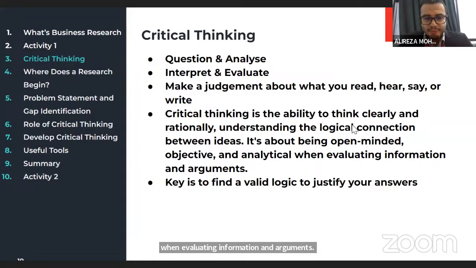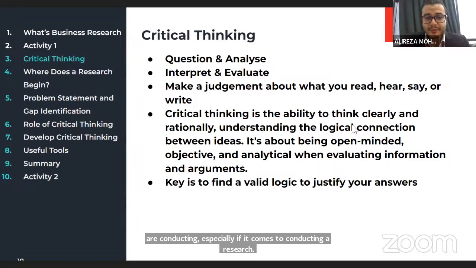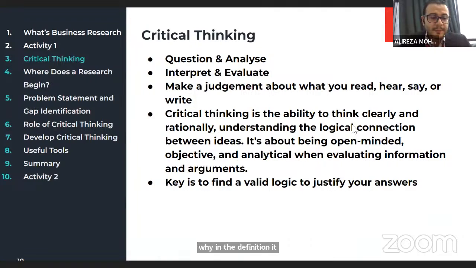In different situations and arguments, you want to gather as much reliable information as possible. You don't want to assume, you don't want to imagine or think on behalf of other people when you are conducting, especially, a research. Everything must be based on concrete evidence. That's why in the definition, business research is a systematic, organized investigation based on valid and concrete evidence.